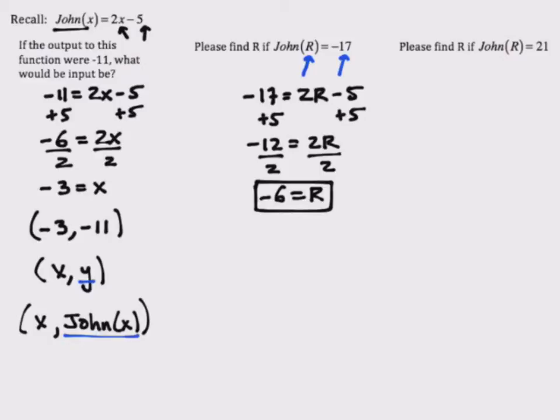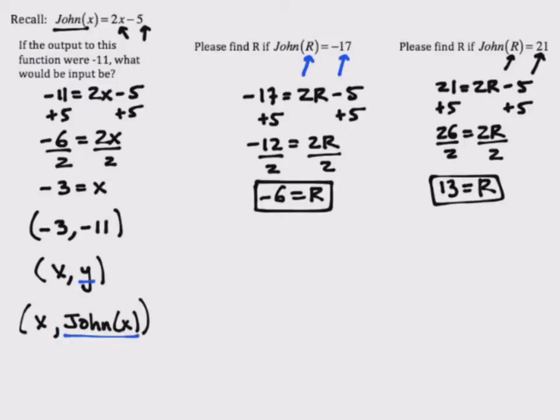Similarly, for this last question, we're asked what input, when the function John operates on it, will give an output of 21. Well, all we're going to do is substitute 21 for our output and solve for our missing input. 2 times r minus 5. And once again, we have a very easily solvable equation. So the missing input in this case is 13.